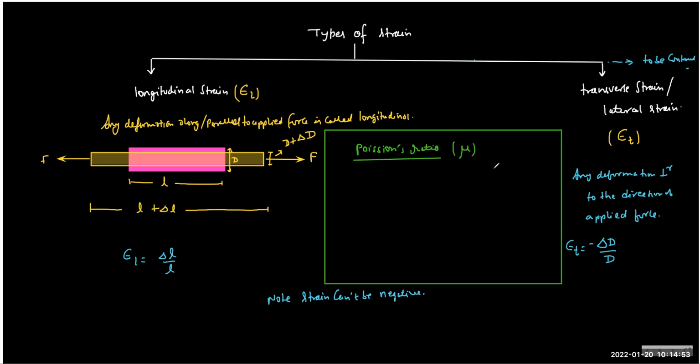We use a symbol mu, and the mu is defined as the unexpected upon expected. Okay, the ratio of what we don't want upon what we want. This is called lateral strain upon longitudinal strain.